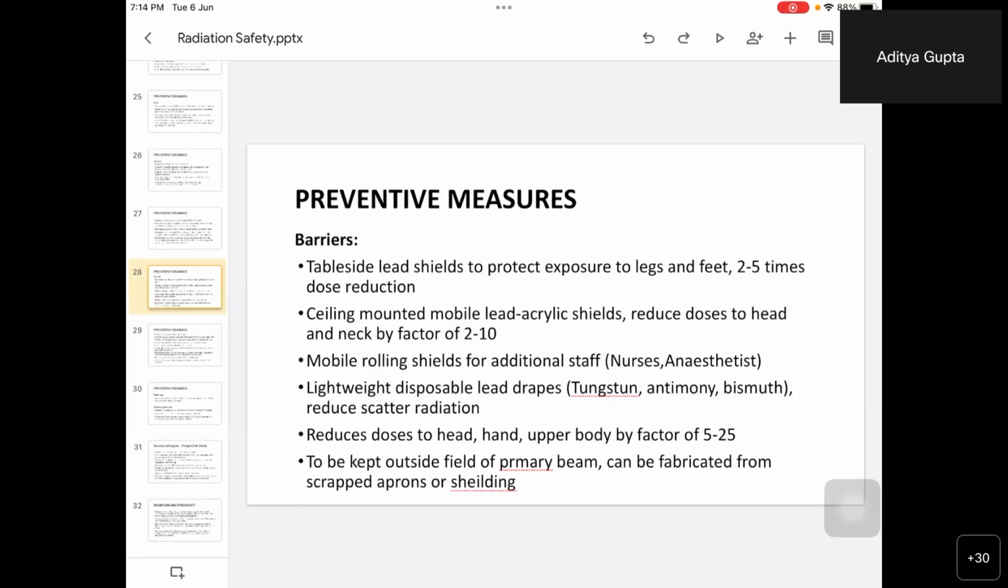Lightweight disposable lead drapes can be used. They are made mostly of tungsten, antimony or bismuth. They should be used and they will reduce the scatter radiation. They reduce the dose generally to the head, hand and upper body by a factor of 5 to 25. They should be kept away from the primary beam so that they do not hinder the imaging, and they can also be fabricated from scrapped aprons and shielding which has got damaged.